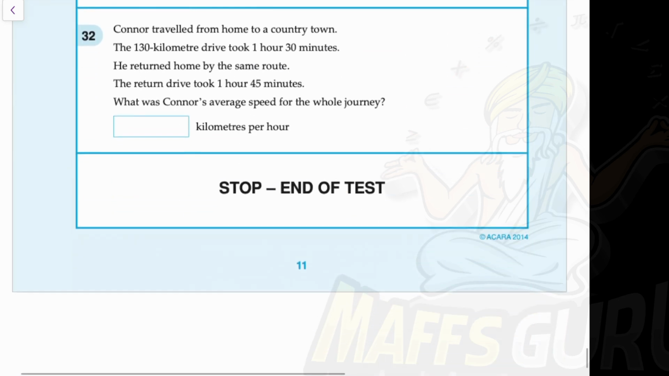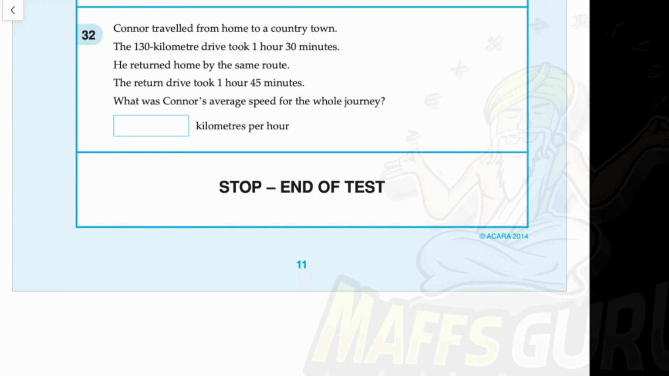And the last question, Connor travelled from home to work to a country town. The 130-kilometre drive took 1 hour 30 minutes. He returned by the same route. Basically what that's telling me is they're going to go 130 kilometres back. The return drive took 1 hour and 45 minutes. So 1 hour 30 there, 1 hour 45 there.